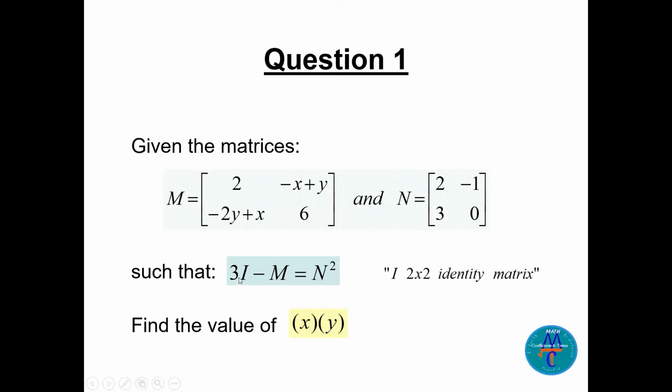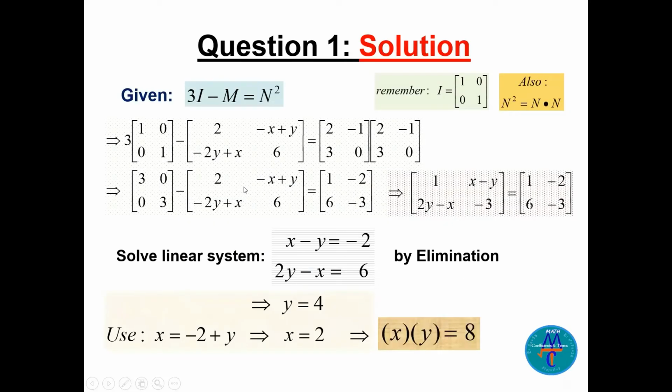So first we look at this equation: 3 times I minus M, this matrix here, is equal to N squared. N squared means N times N. So we have to multiply N times N first. So 2, minus 1, 3, 0, times 2, minus 1, 3, 0. We do not square each entry, remember. So we multiply N by N.